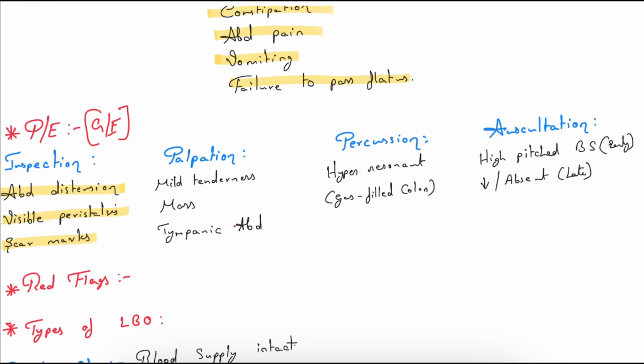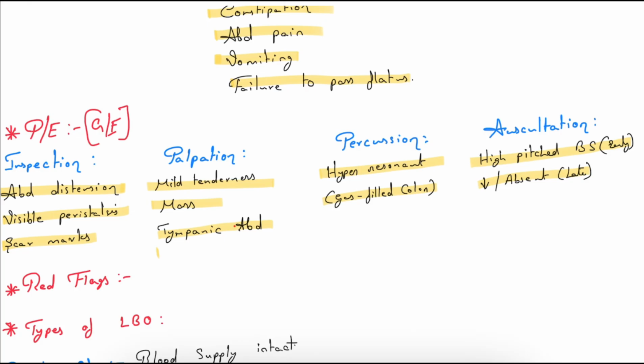Next, in palpation, we can see mild tenderness and a mass, like a possible tumor. And next, you can see guarding as a late sign. In percussion, we can see a tympanic abdomen, hyper resonant and gas filled colon. In auscultation, high pitched bowel sounds we can see in the early stage, and a silent abdomen we can see in late stages. Okay, so these are the main things we can see in large bowel obstruction.